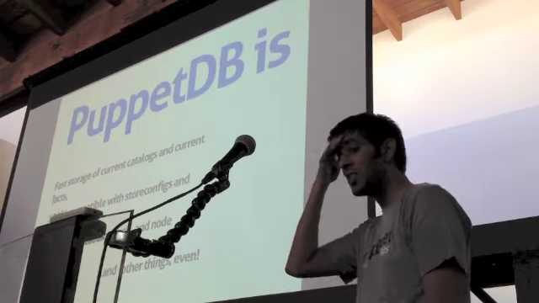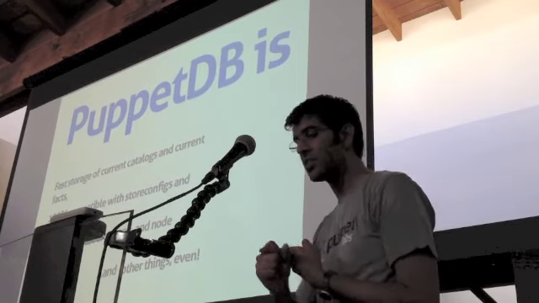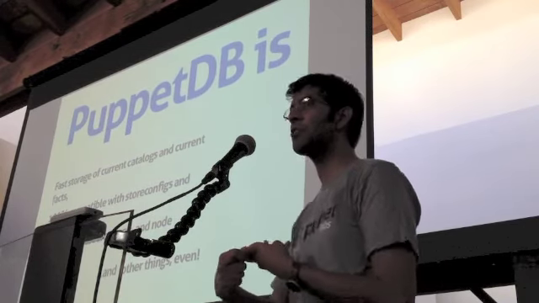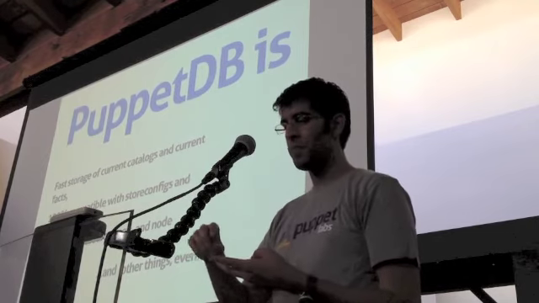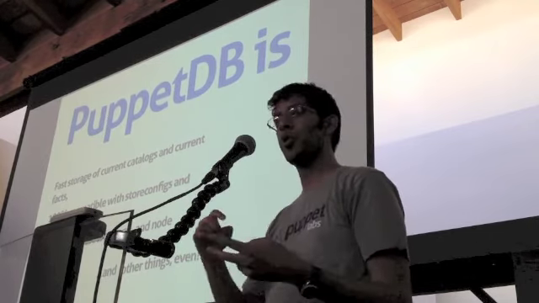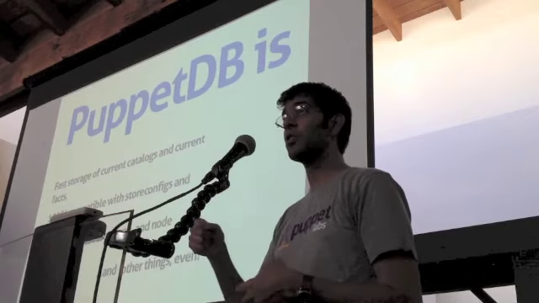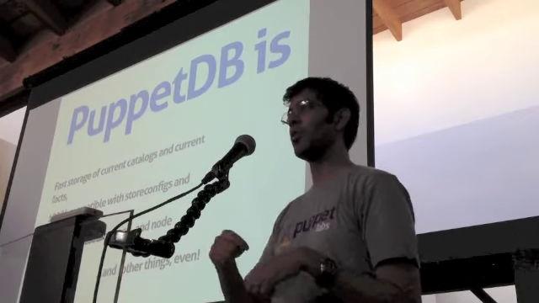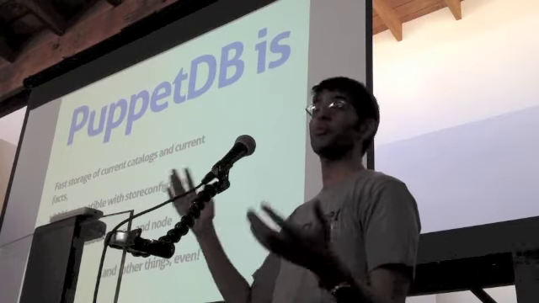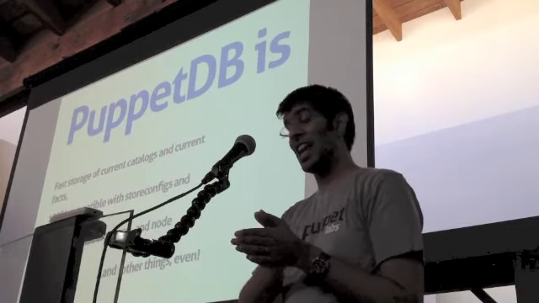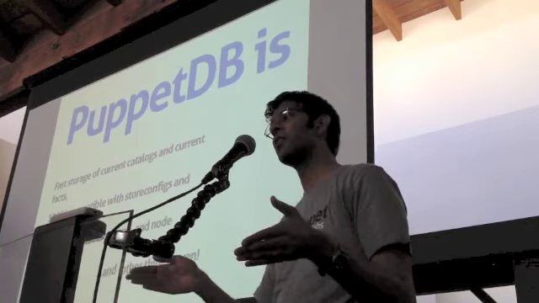So PuppetDB is a couple of things. Number one, it is a fast replacement for the current way in which we store catalogs and the way in which we store current facts. If you're already using store configs, or if you're using the Puppet inventory service, like Dashboard or something like that, which uses inventory service under the hood, it is 100% compatible. It actually implements a superset of those APIs.